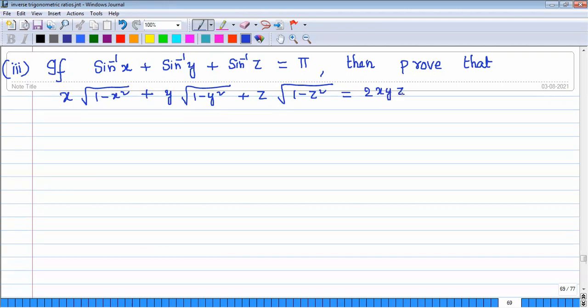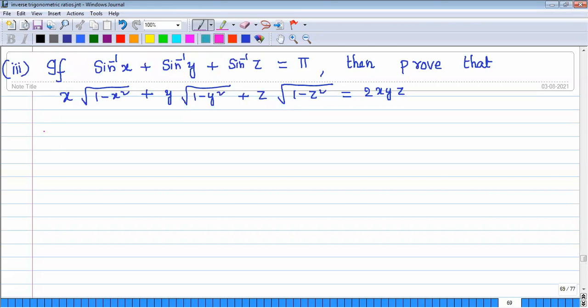So this problem can be restated. This can be transformed into one of the problems from transformations. Say sin inverse x is equal to A, sin inverse y is equal to B, sin inverse z is equal to C. That means x is equal to sin A, y is equal to sin B, z is equal to sin C. Substitute in the left hand side and it is enough to prove that it equals 2 sin A sin B sin C. Obviously that becomes 2xyz.